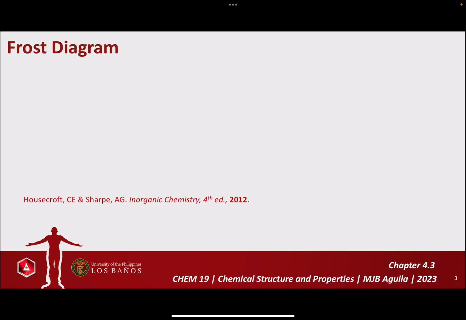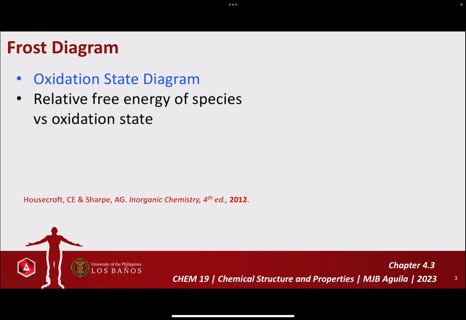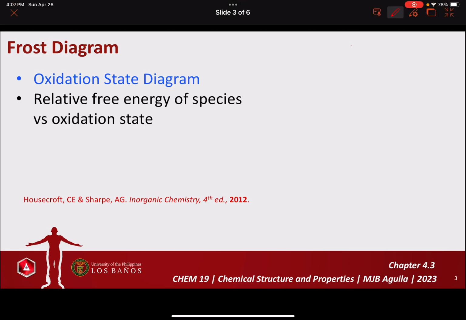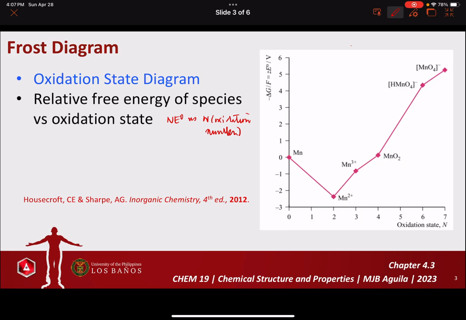So, the Frost diagram is also sometimes referred to as the oxidation state diagram. In this diagram, we're plotting the relative free energy of the species versus its oxidation state. So basically, it is the plot of N times the standard potential versus N, which is the oxidation number. So this is the usual representation of the Frost diagram.